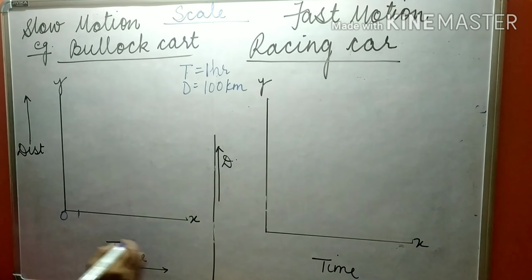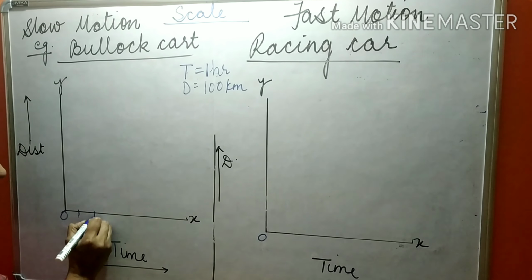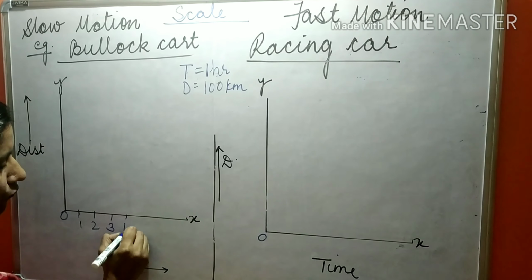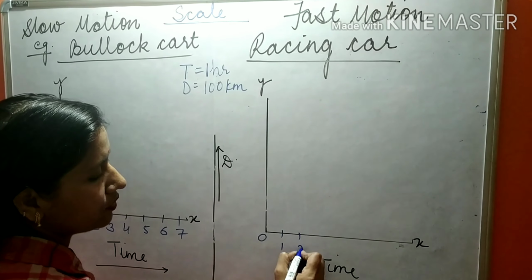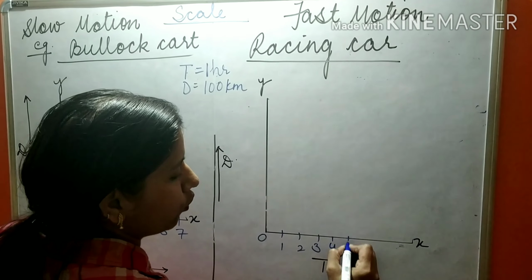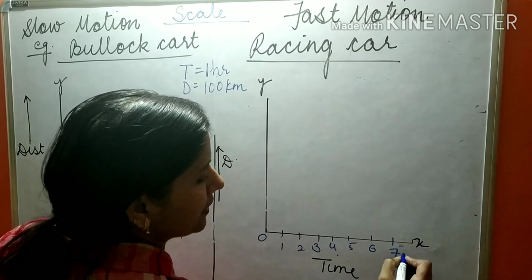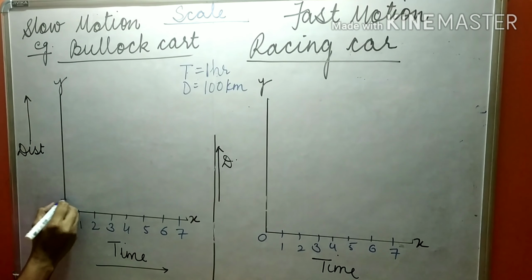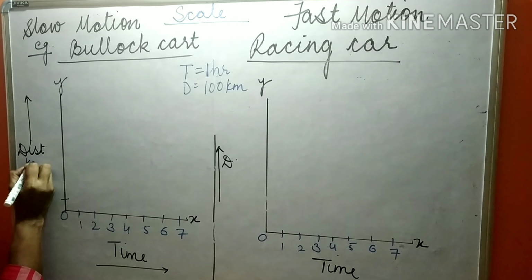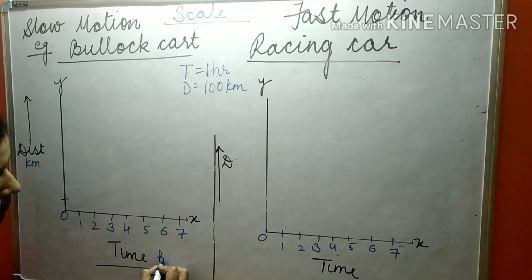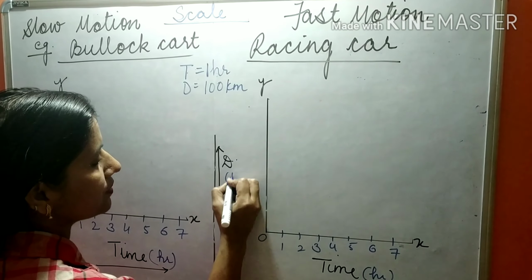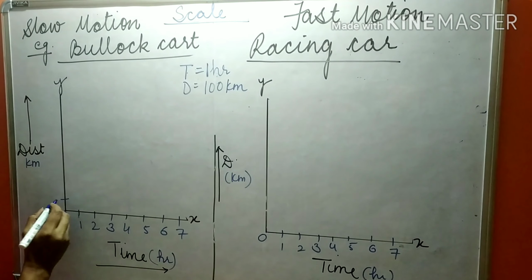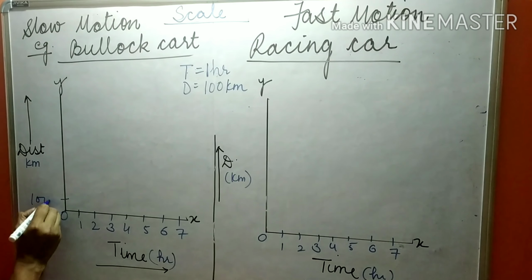This is again O, the point of intersection. 1, 2, 3, 4, 5, 6 and 7. Again 1, 2, 3, 4, 5, 6 and 7. Now place the distance. Distance is in kilometer, so mention here kilometer. Time is in hours. Here also time is in hours and distance is in kilometers. Okay. Now let's start with 100.